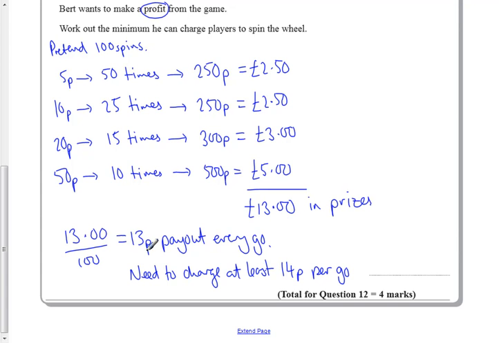So you want to make some money, so you're going to have to charge at least 14p a go. To guarantee, or not guarantee, but to give yourself a better chance, you might want to charge 15p or 20p a go. So occasionally you're going to have to pay out more, but most of the time you're going to make money. So you need at least 14p to make a profit.